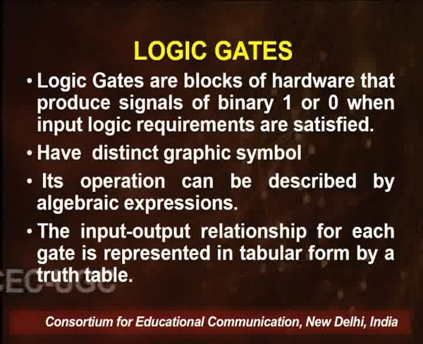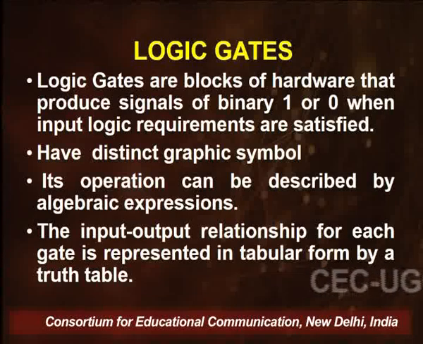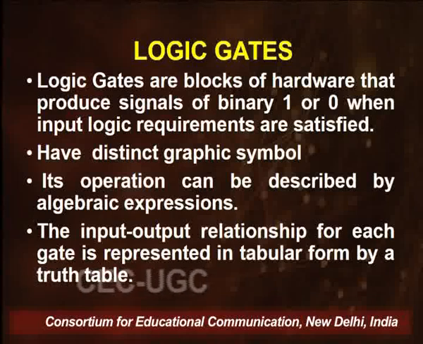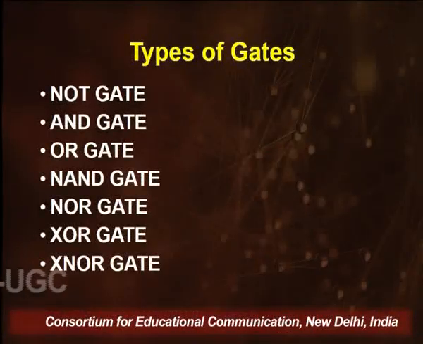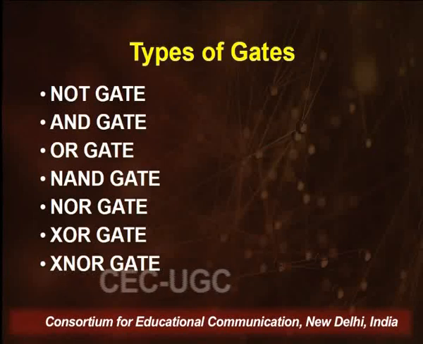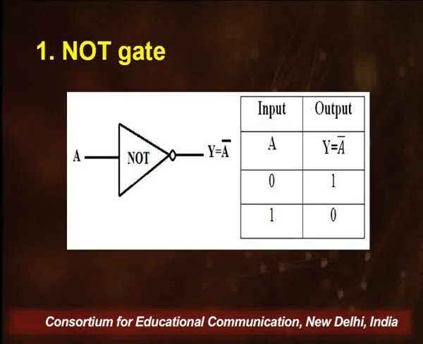Each of them has a very specific task to perform, and the output that each gate gives us is represented by an algebraic expression. The relationship between the input and output for each of the gates is very different, and we represent that output in the form of a table, which is commonly known as truth tables. So we are going to be discussing today about 7 gates. The names of the gates here are the NOT, AND, OR, NAND, NOR, XOR and XNOR gate. We will go through each one of them one by one, starting with the very first one, the NOT gate.